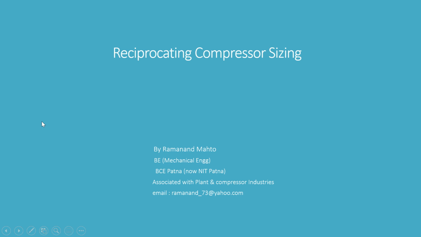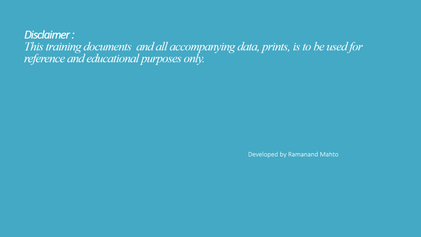Recip compressor sizing. Sizing means finding out the crankshaft speed and the diameter of the bore or piston. कैसे हम इसका स्पीड निकालेंगे, कैसे हम इसका पिस्टन का डायमीटर निकालेंगे, इसको हम साइजिंग बोलते हैं. So let us understand how sizing is done for reciprocating compressor.